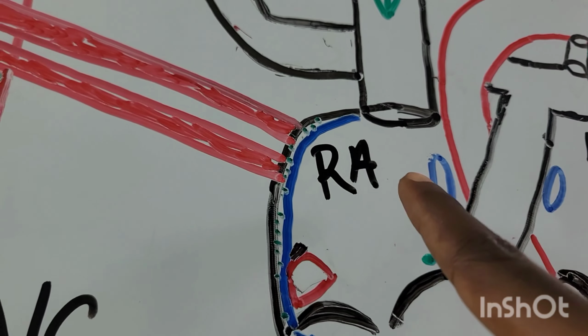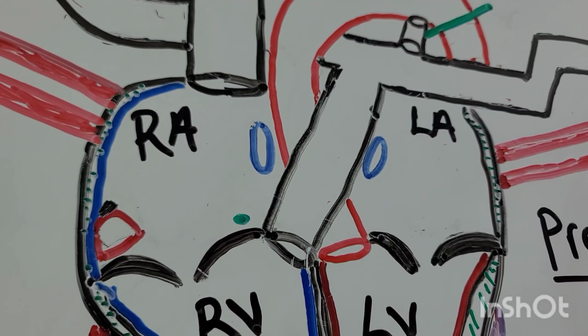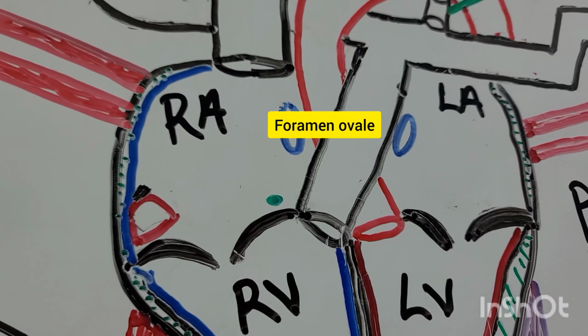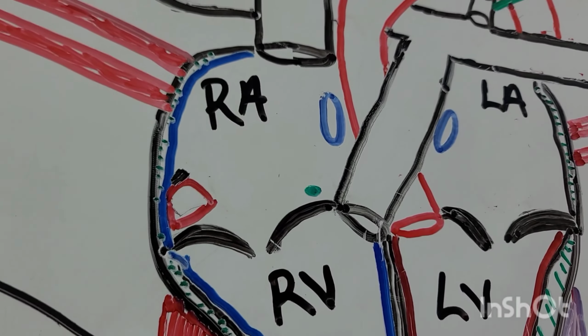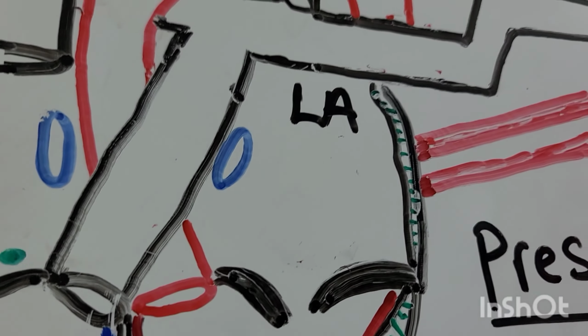It is connecting the right atrium to what we call the left atrium, and that beautiful kind of hole is what we call the foramen ovale. Okay, what we call the foramen ovale. So now 80% of the blood from the right atrium is going to be directed through the foramen ovale, direct into what we call the left atrium.